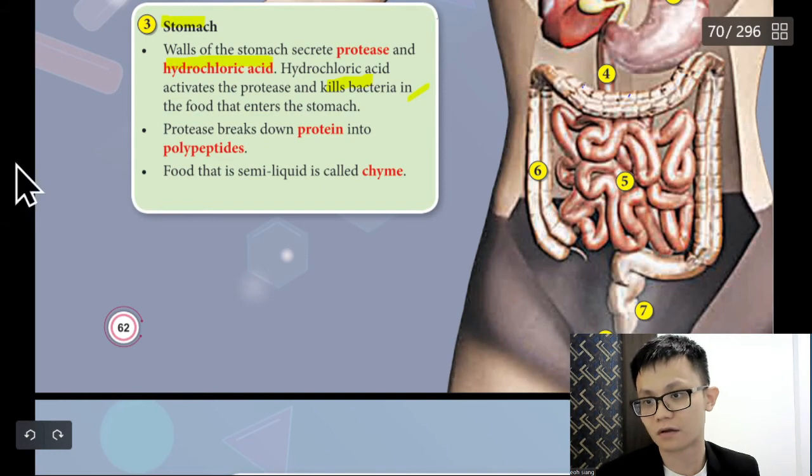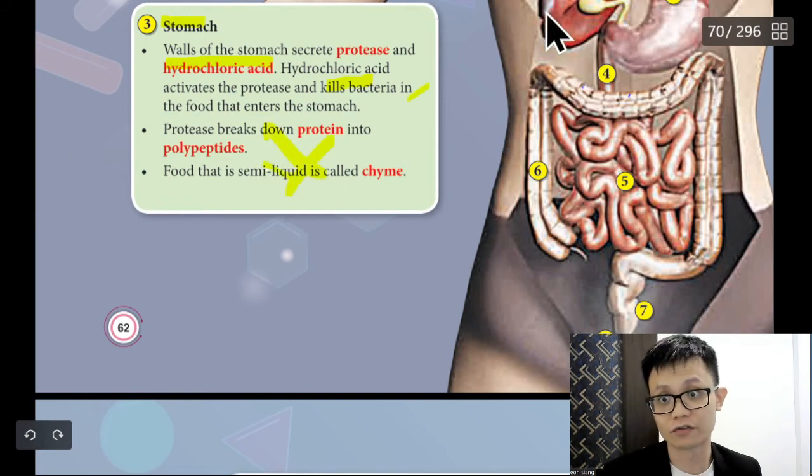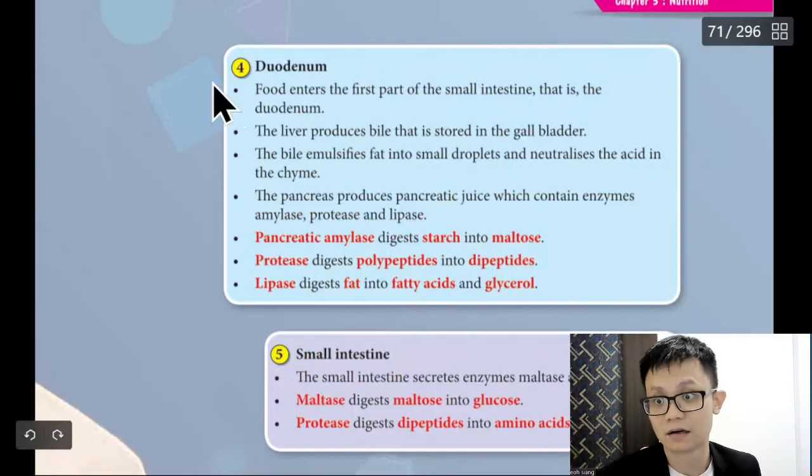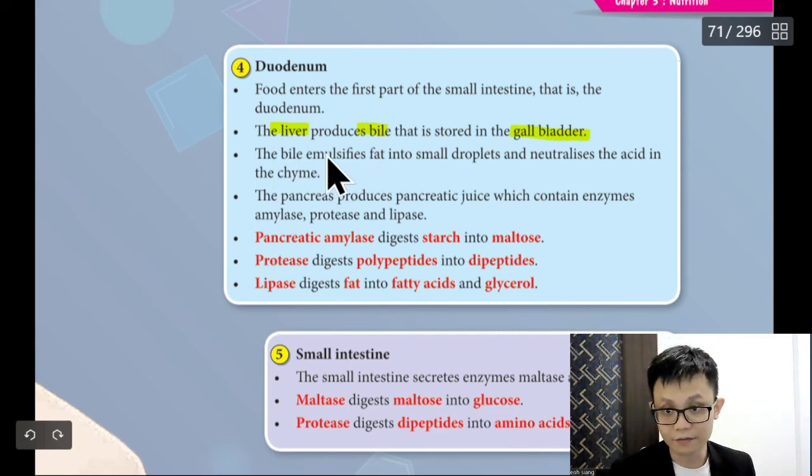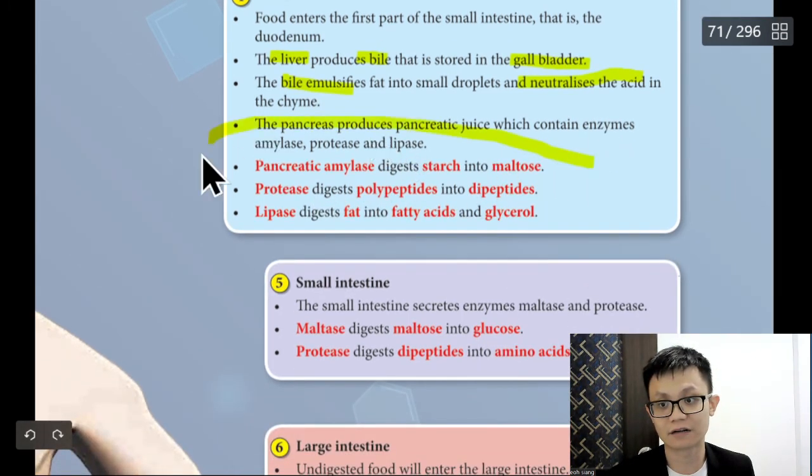No need to, because it will confuse. If you draw it out, it's easier. Duodenum, you need to know what is duodenum. It's the duodenum. The liver produces bile and stores it in the gallbladder. This one you need to know. The liver produces bile. Bile is a droplet that neutralizes the acid. Okay, the stomach also got acid. So the acid you want to neutralize. Then got this one you already know. Correct or not? Just now we already learned.